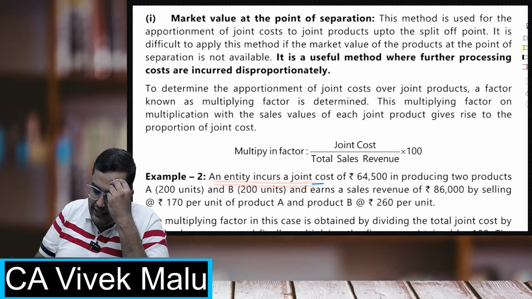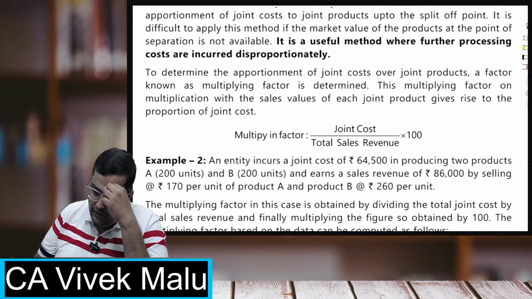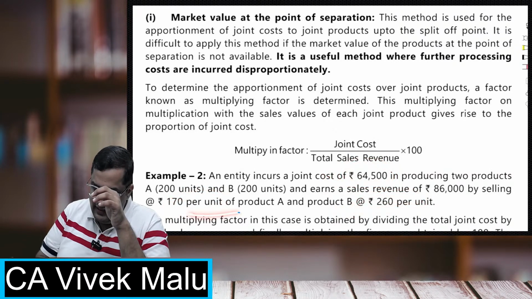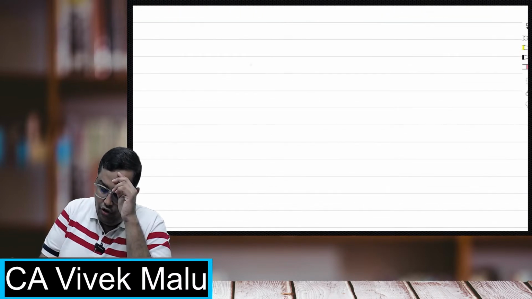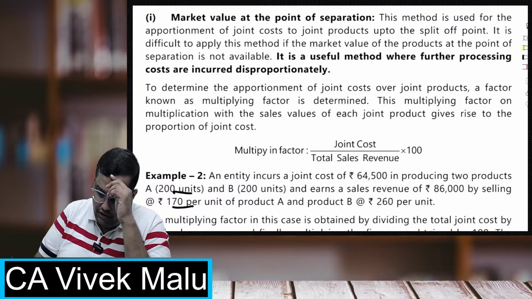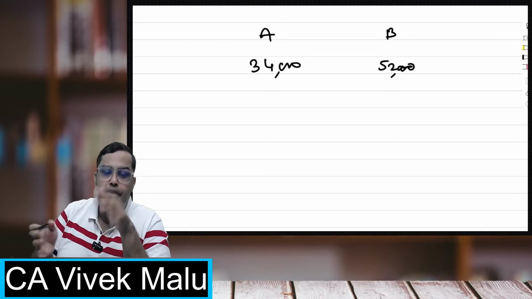Simple. See this. An entity incurs a joint cost of 64,500 in producing two products, A 200 and B 200, and earns a sales revenue of 86,000 by selling product A at 170 per unit and product B at 260 per unit. I'm incurring this joint cost, and this is the point of separation. We get two products and these are their sell prices. So 200 into 170 is 34,000 for A. 200 into 260 is 52,000 for B. So these are the sell prices at the point of separation.